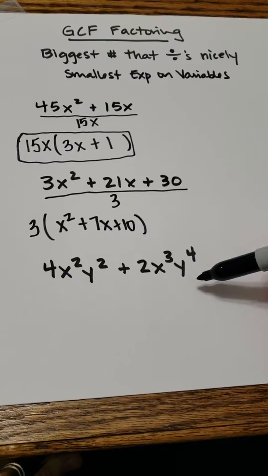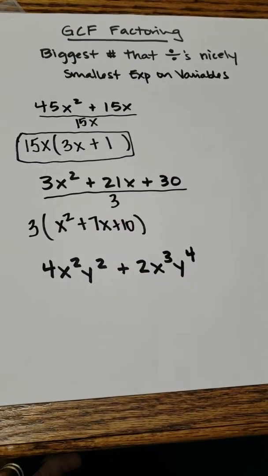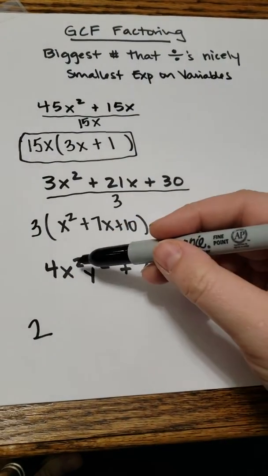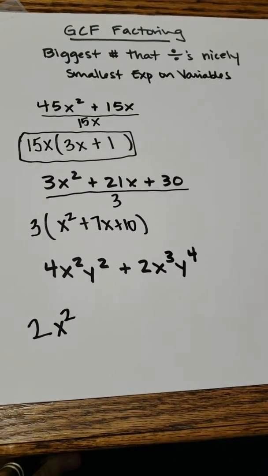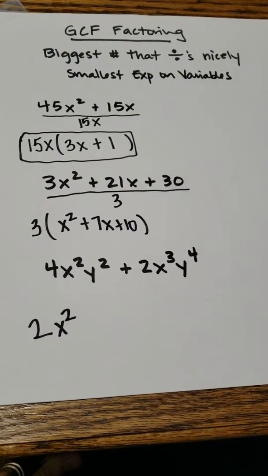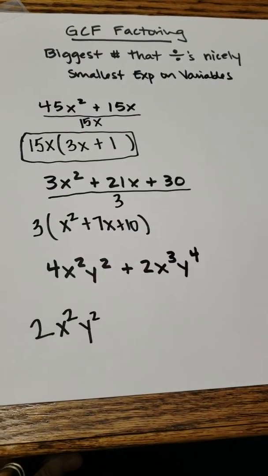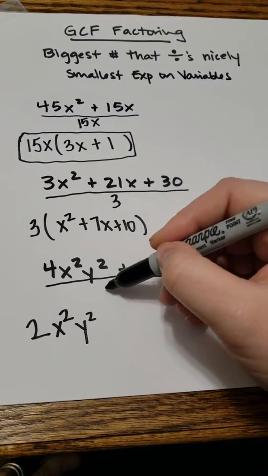Okay, the last one here, we have 2 terms. Between 4 and 2, the biggest number that divides nicely is 2. We have x squared and x cubed, so that means that we would have 2 x's that we can say they both have. And if I have y squared and y to the 4th, they both have 2 y's. So again, we use the smaller exponent for all of our variables.